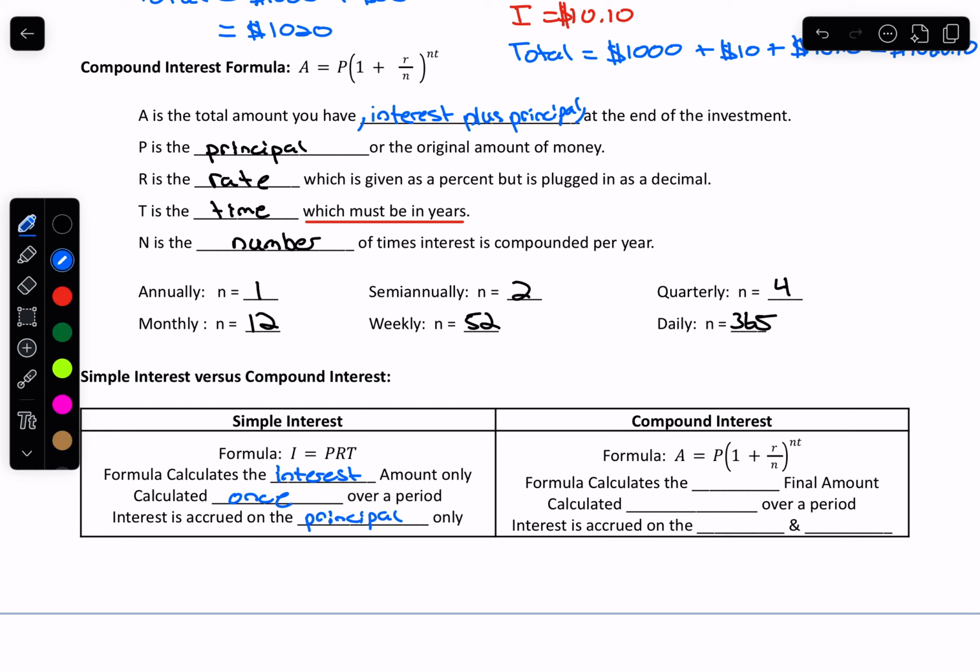On the other hand, we have compound interest, where this formula calculates the total or the final amount. This is calculated n times over a period. So not just once, but n times, however many n is. And interest is accrued on the principal and the interest.